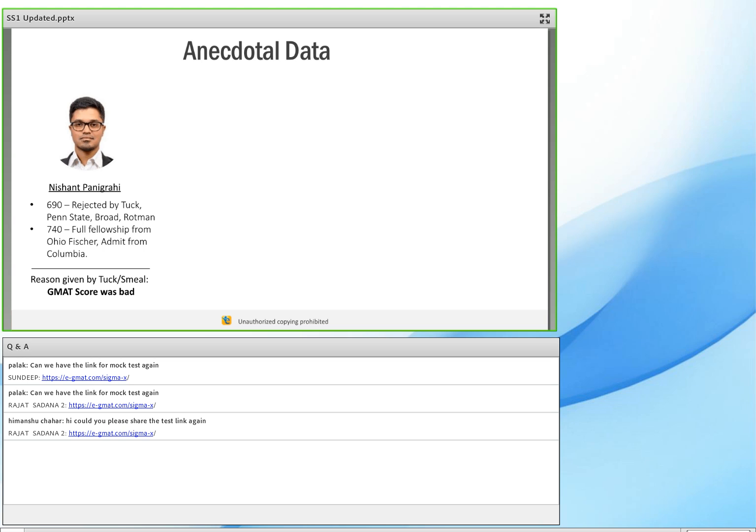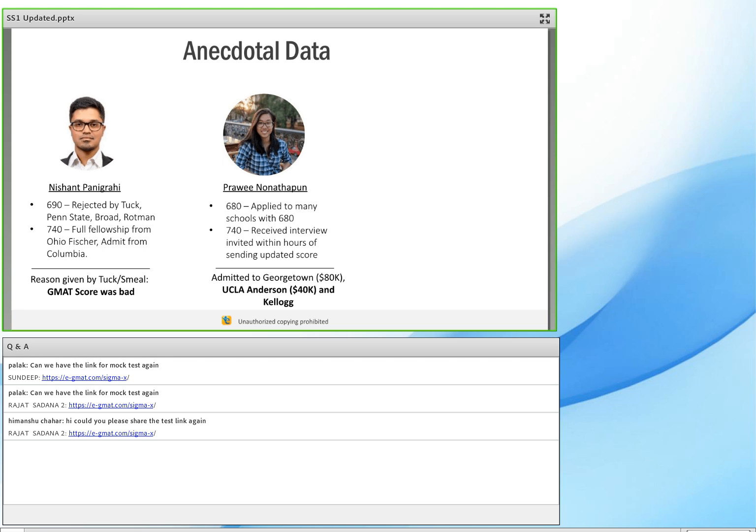and it'll give you feedback. So I love that school for that reason. And Tuck told Nishant, hey, we love your candidacy. Your GMAT score is just not up to mark.